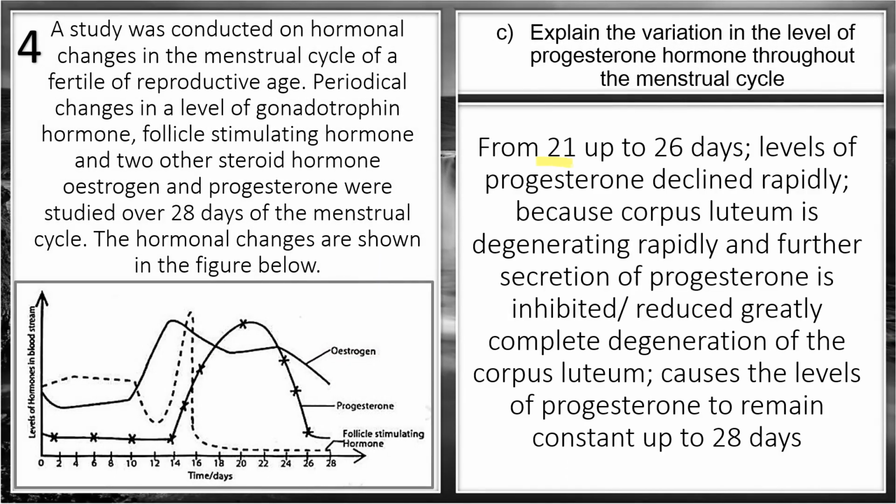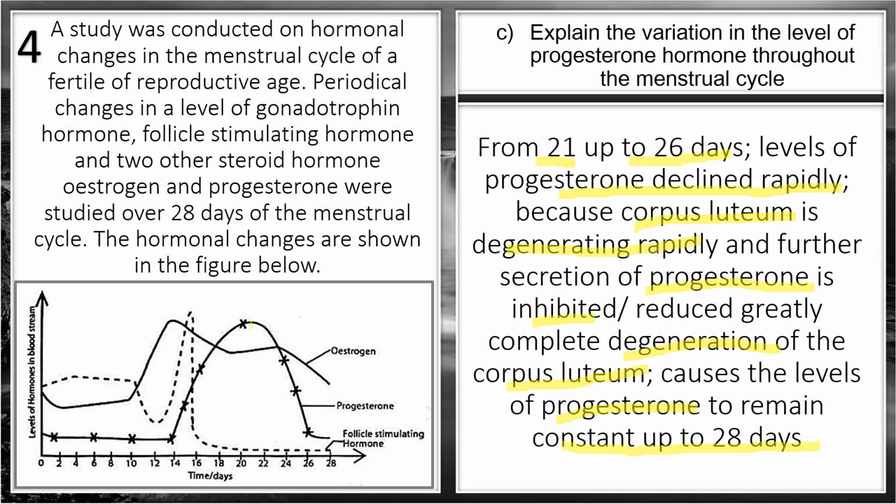Then from day 21 up to the 26th, the level of progesterone declined rapidly because the corpus luteum is degenerating rapidly. Further secretion of progesterone is inhibited or reduced greatly. Complete degeneration of the corpus luteum causes the level of progesterone to remain constant on the 28th day.